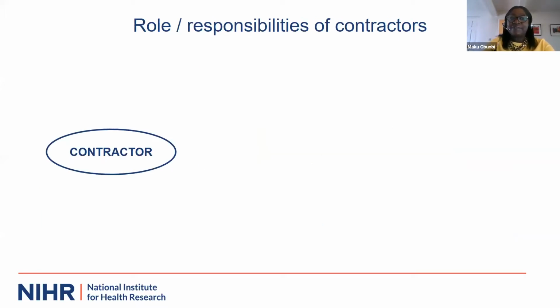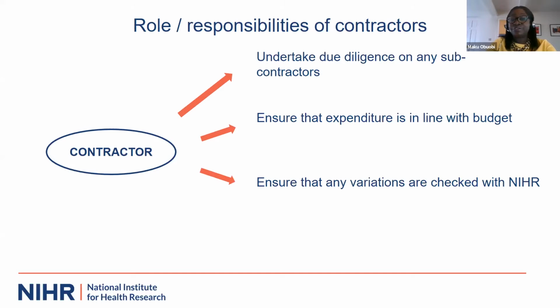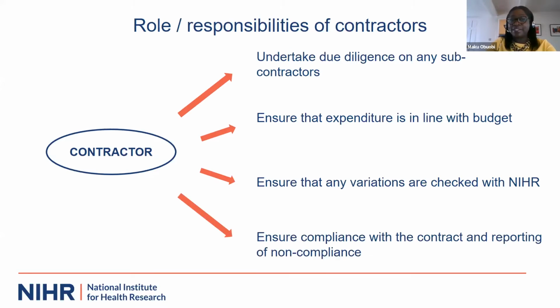So contractors have a key role to play in ensuring that ODA requirements are fulfilled. These include undertaking due diligence on subcontractors, ensuring that expenditure is in line with approved budgets, ensuring that NIHR is notified of any variations to the agreed contract, and ensuring compliance with contract conditions.